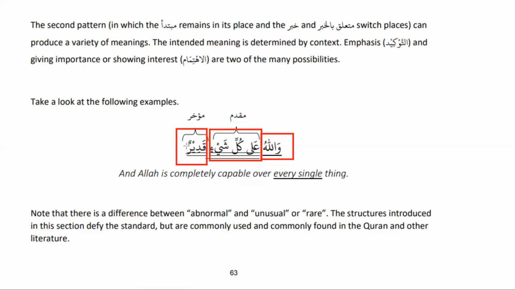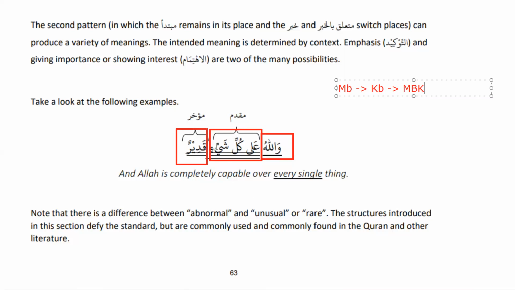The usual sequence is mubtada, khabar, and then mutaliq bil khabar. But over here, khabar is coming as the last part of the sentence. Okay.